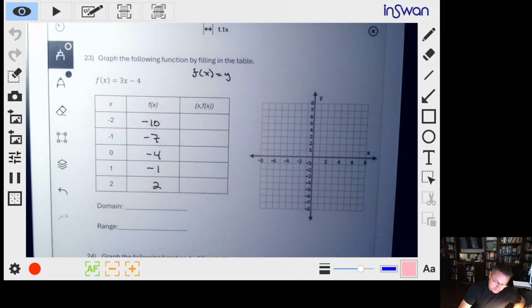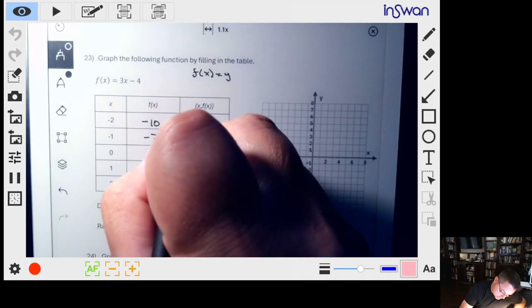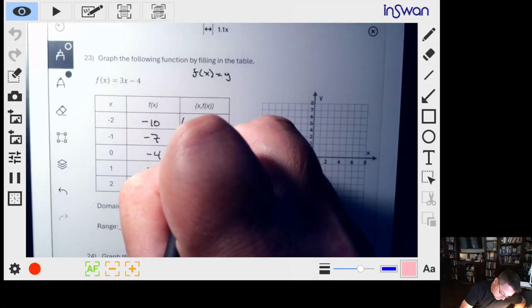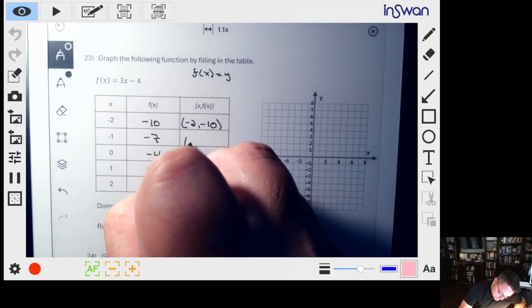Well, this table asks us for ordered pairs, so we'll just write them in here. Negative 2, negative 10.